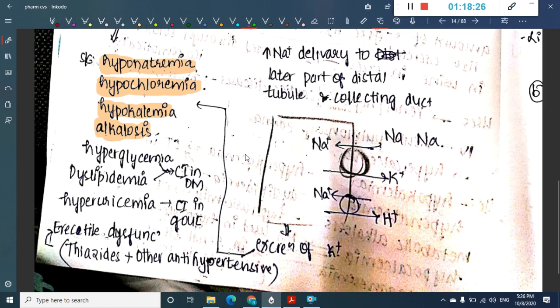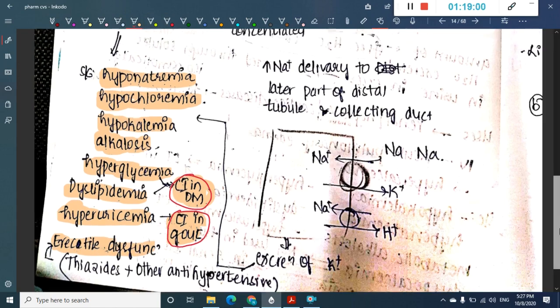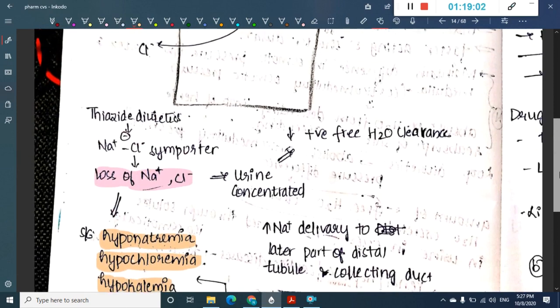Next, it will also cause hyperglycemia and dyslipidemia. Because of this hyperglycemia and dyslipidemia, it is contraindicated in diabetes mellitus. Then this also causes hyperuricemia, so it is contraindicated in gout. These are almost similar to the loop diuretics which we have seen. This also has a side effect called erectile dysfunction, especially if this is given with other antihypertensives, this erectile dysfunction symptom increases.